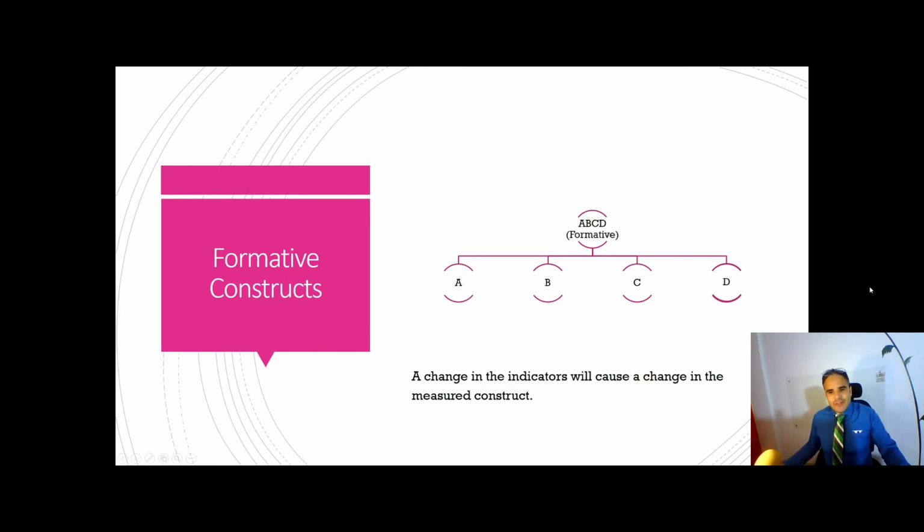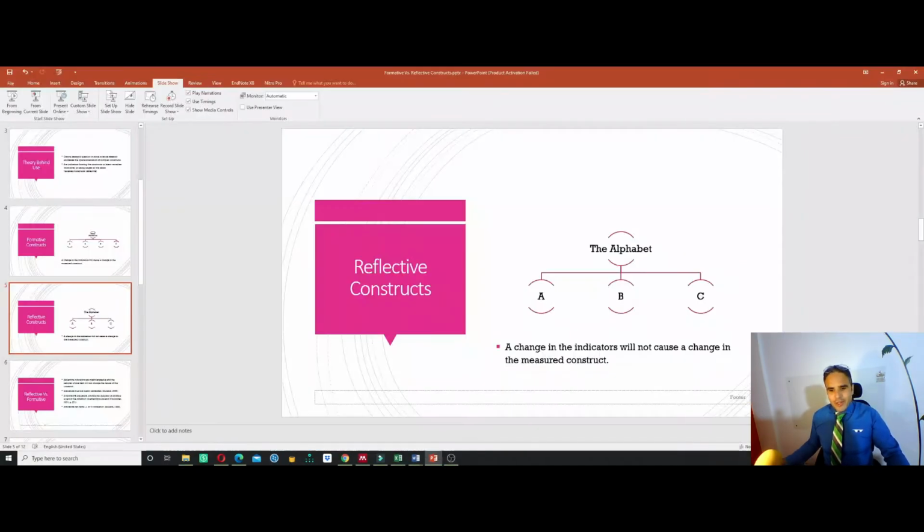However, in the case of the formative, no. You cannot remove D. Your data will not be valid anymore, and this construct will not be founded on strong grounds. Continuing with our presentation, this is a reflective construct. For instance, we're taking here the alphabet. We have A, B, and C. We can have D, E, etc. We can have just A, B.